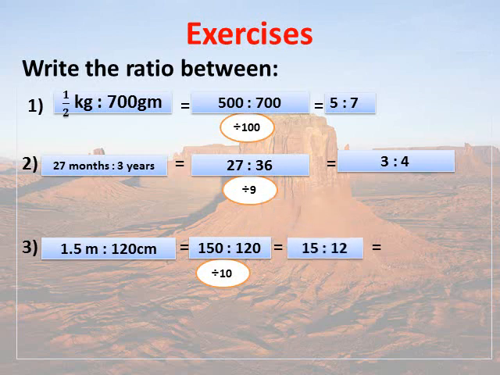15 to 12, not the simplest form of the ratio. 15 and 12 are in the table of 3. Divide the two terms by 3. 15 divided by 3 equals 5, and 12 divided by 3 equals 4. Okay.